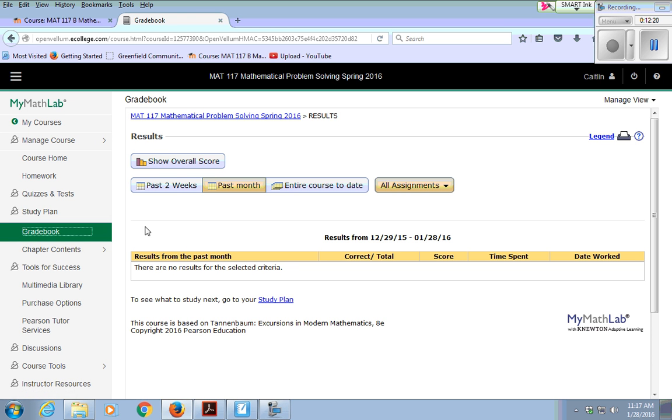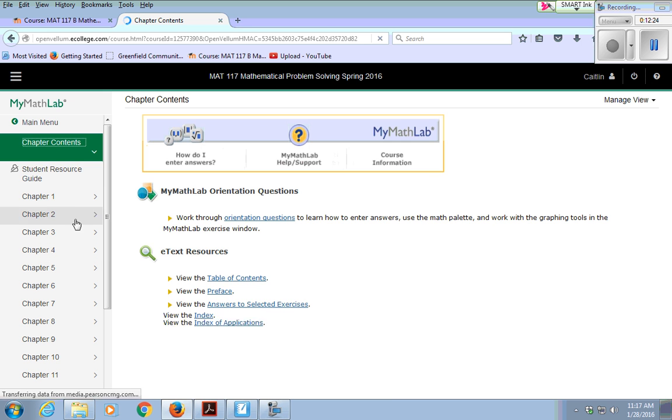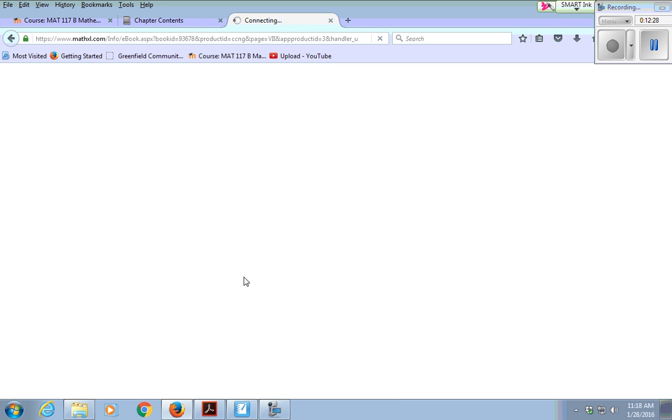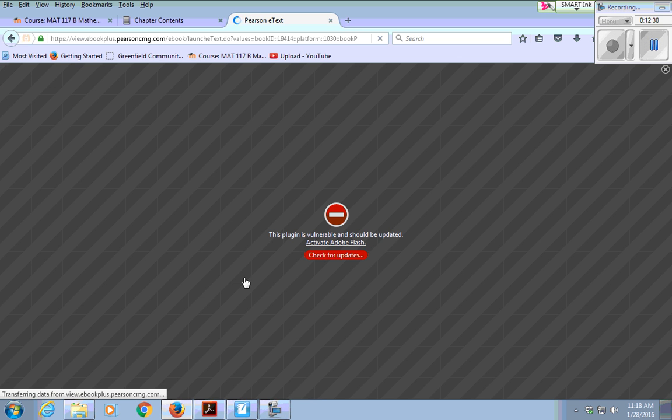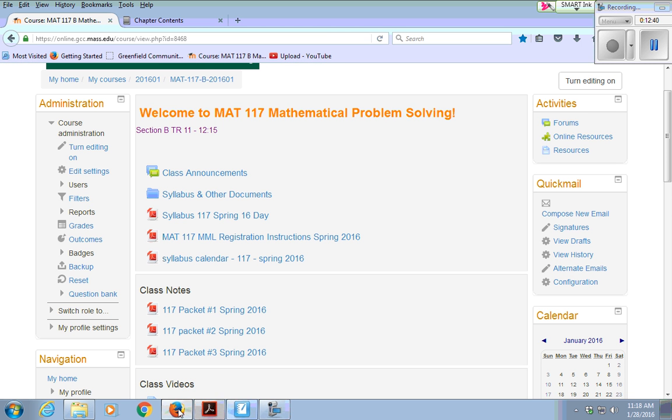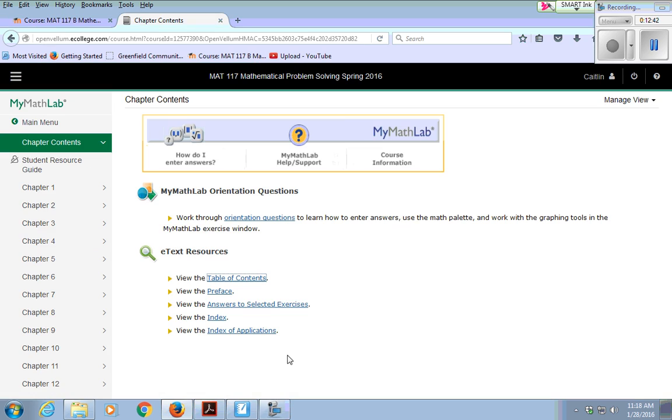And then to get to the book, you just click chapter contents. So if you want to see the textbook, you go to chapter contents. I usually just start by going into the table of contents. And I have to update Adobe Flash, so I can't show it to you. But that's how you get to it. All right, so that's the gist for Mymathlab.